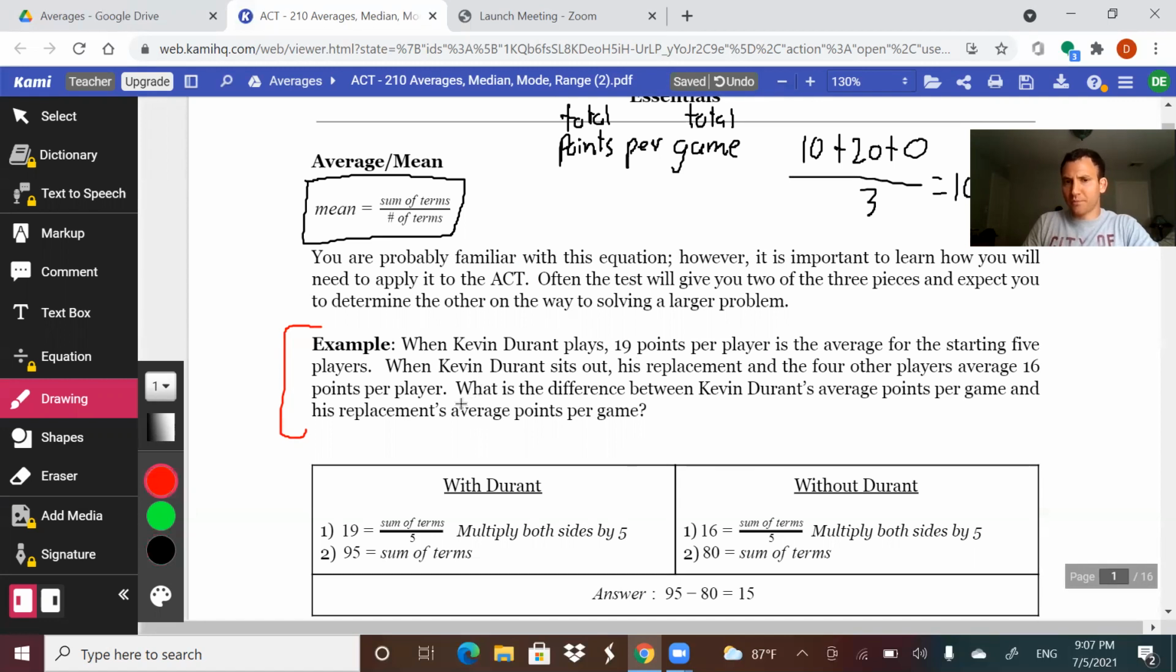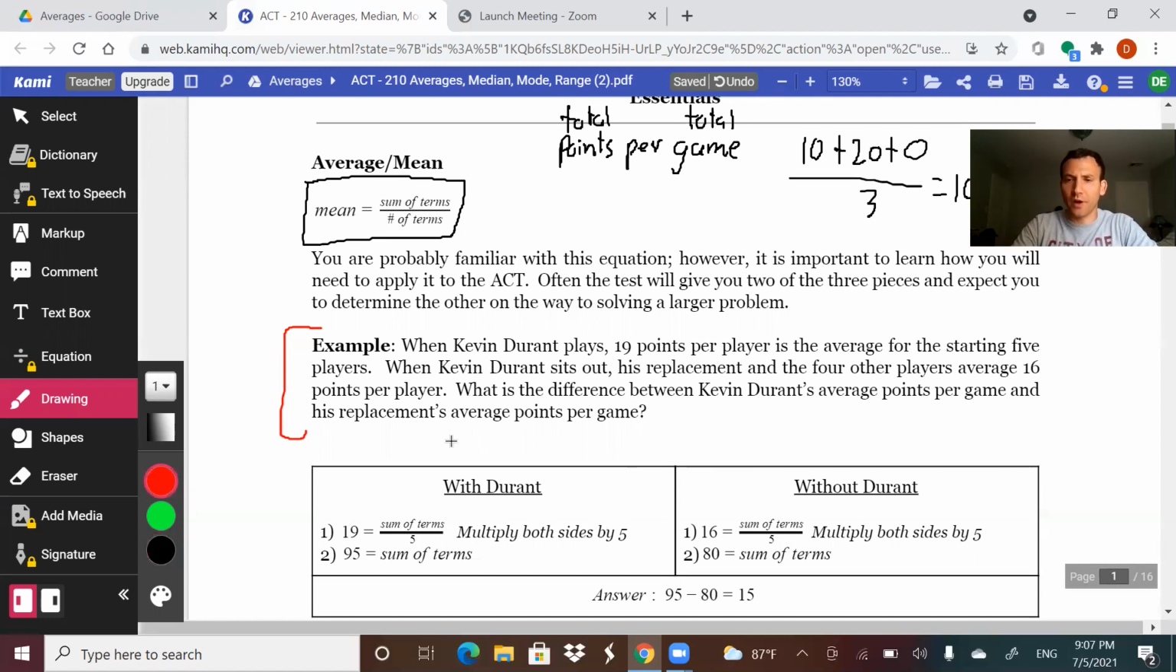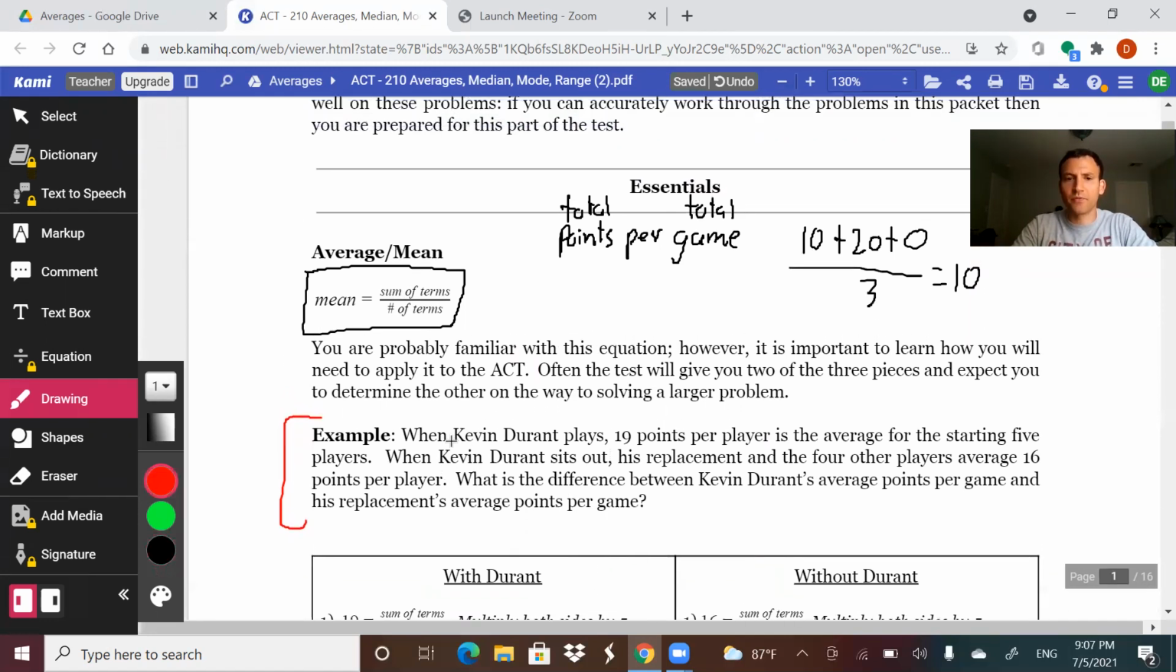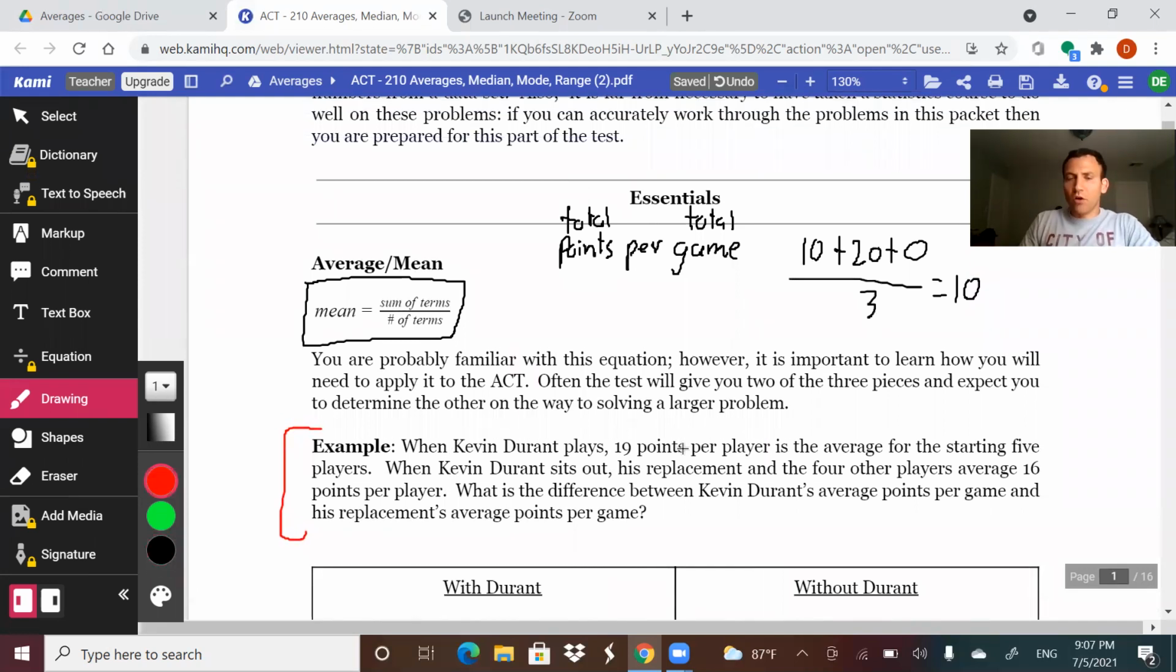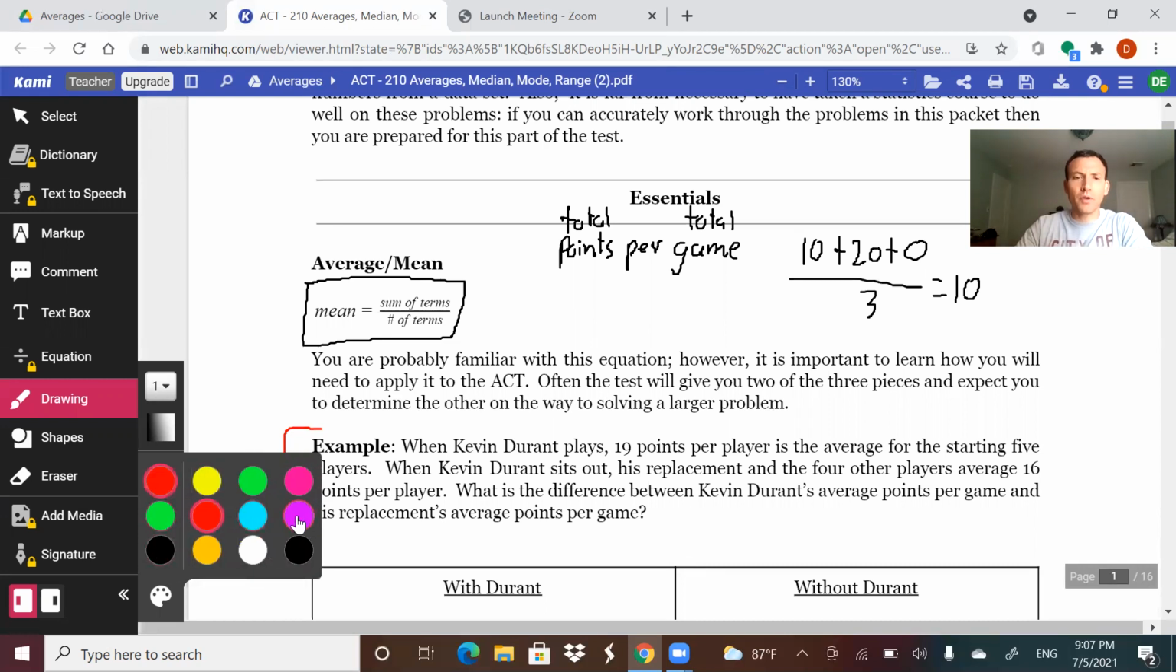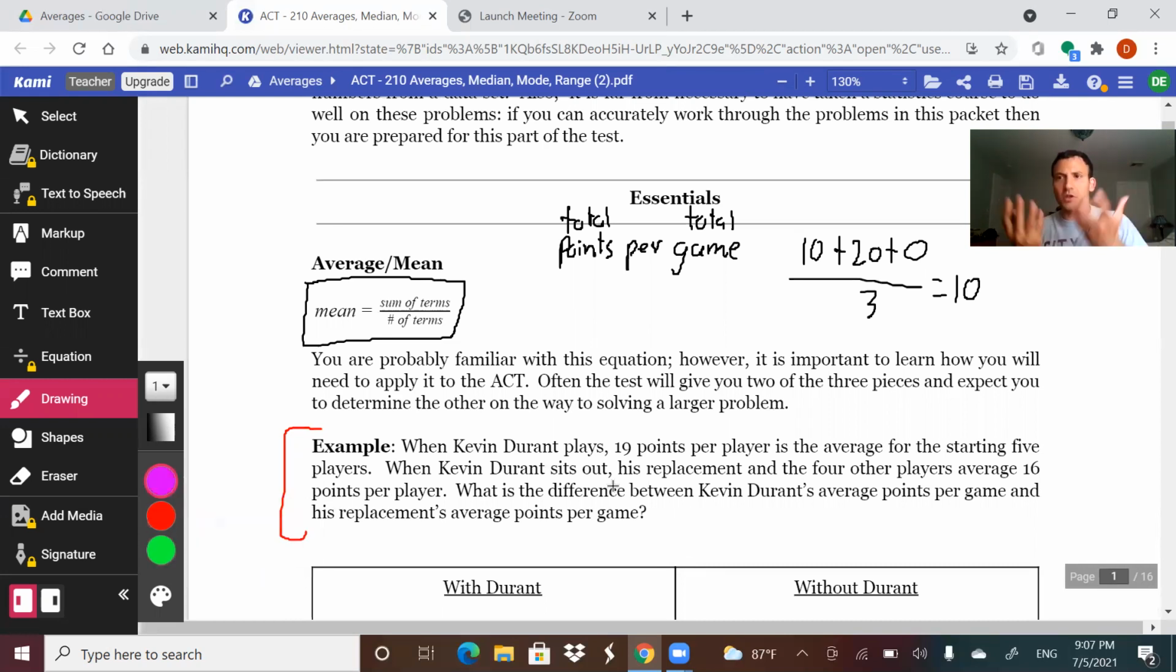And also feel free to pause and read and try this problem on your own. I'll actually zoom up so you don't see the answer. Okay, so when Kevin Durant plays, 19 points per player is the average for the starting 5 players. When Kevin Durant sits out, his replacement and the 4 other players average 16 points per game. What is the difference between Kevin Durant's average points per game and his replacement player's points per game? So what we'll do is we won't get bogged down in trying to figure this out all at once. We'll just fill in what we know.